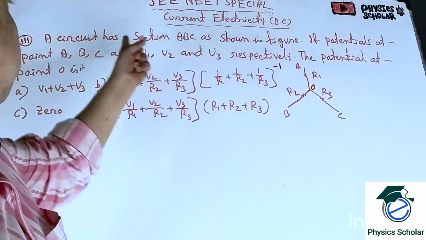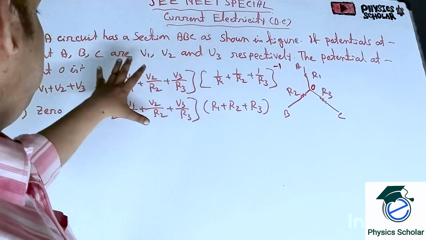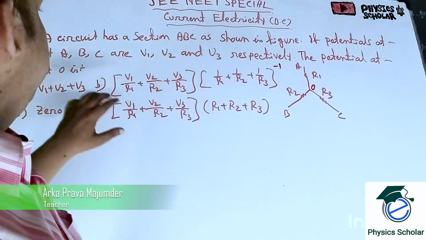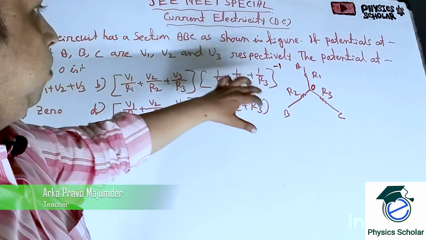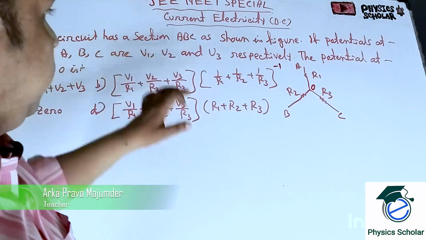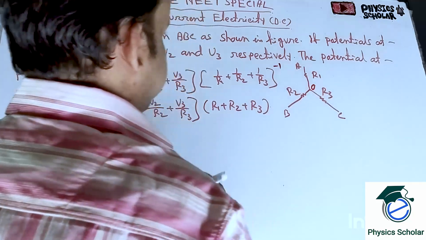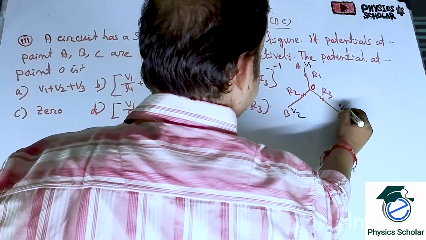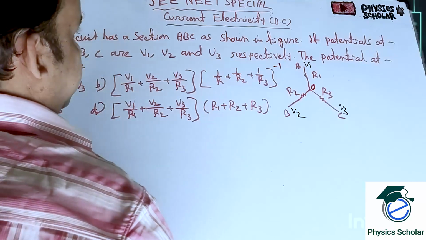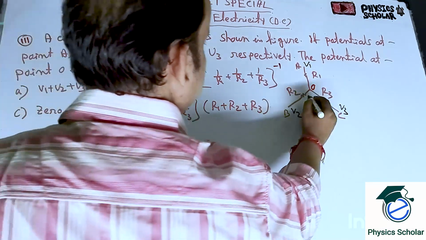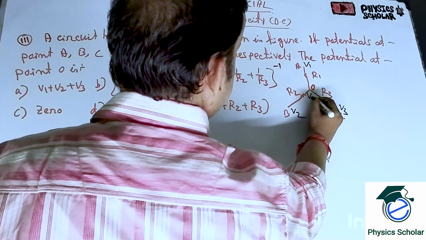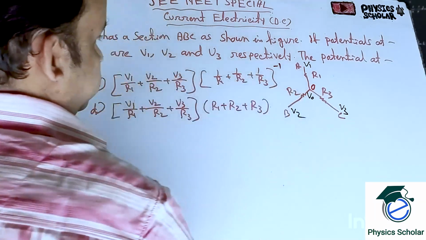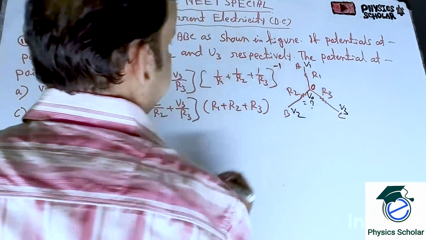So here it is problem number 3 of today's episode. A circuit has a section ABC as shown in the figure. Its potentials at points A, B, C are given as V1, V2 and V3. Now the potential at point O, let it be V0. We have to find it out. This is unknown.